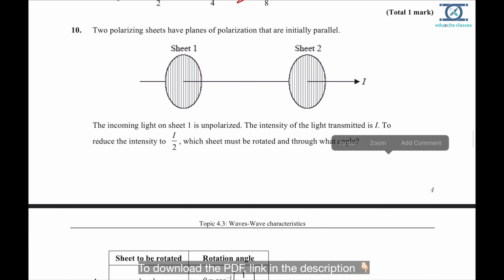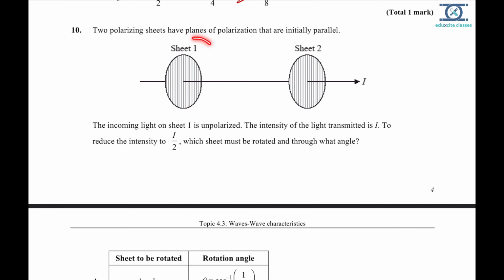Now question number 10. It is quite similar. This is the first polarizer, this is the second polarizer, this is the intensity I. They both have the same plane of polarization, parallel. The incoming light on sheet 1 is unpolarized. So let us say this is I0. So this will be I0 by 2 again. And the intensity of the light transmitted is I by sheet 2.